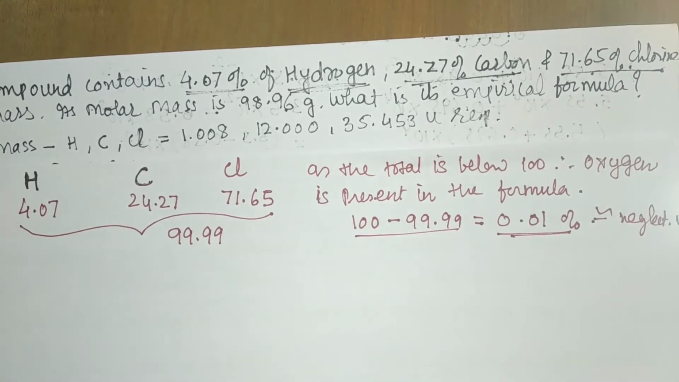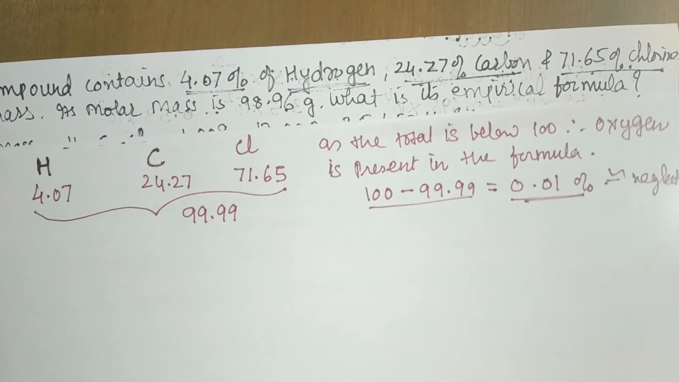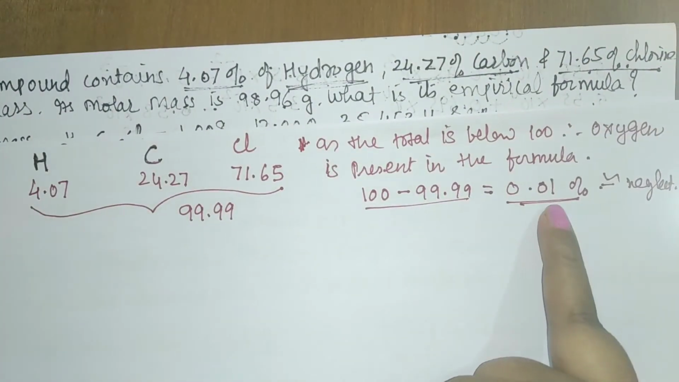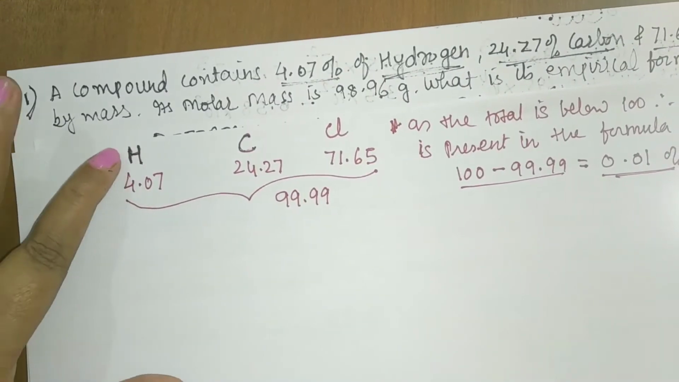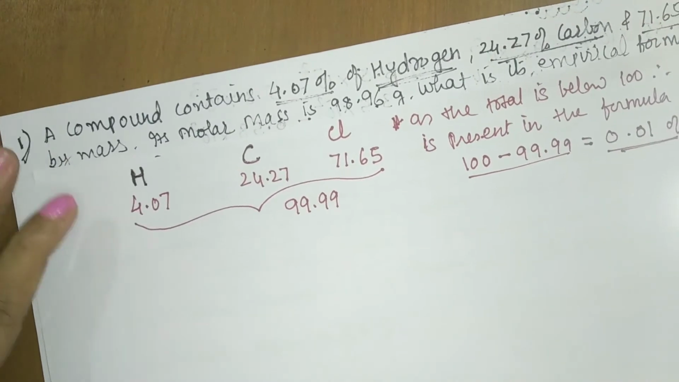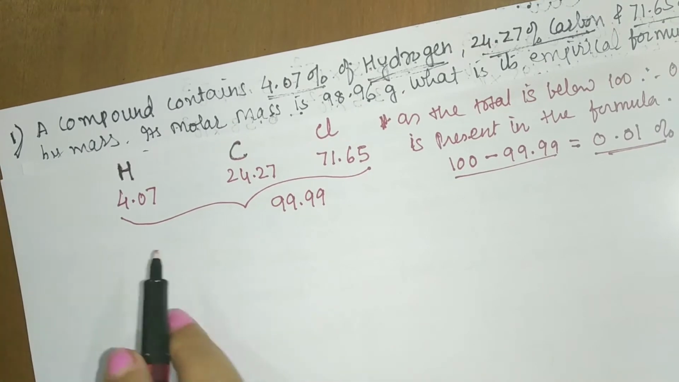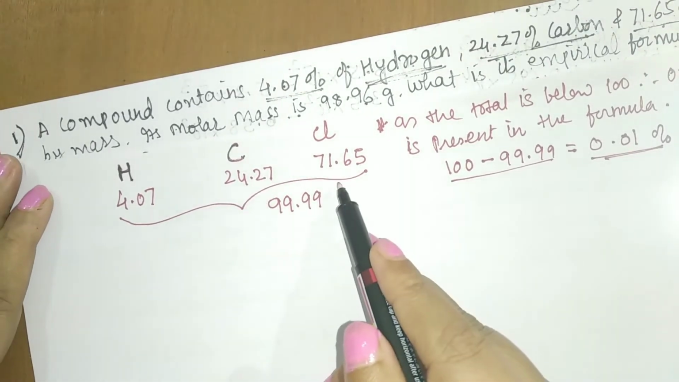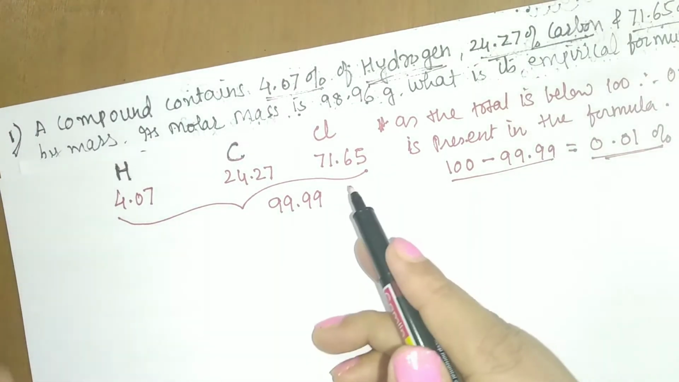If it is 1 or more than 1, then we would have continued this for the calculation. But you have to mention this, that the oxygen percent is very less, and so we neglect it. So let us continue the calculation by taking into consideration the three elements. Now here we have converted the percent into grams. So I got 4.07, 24.27 and 71.65 gram of the constituent elements.